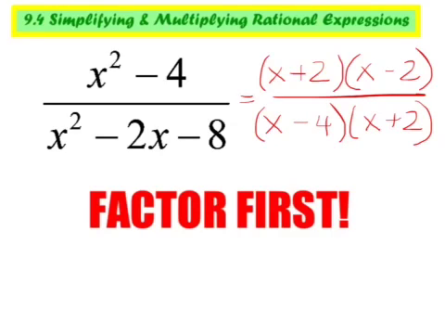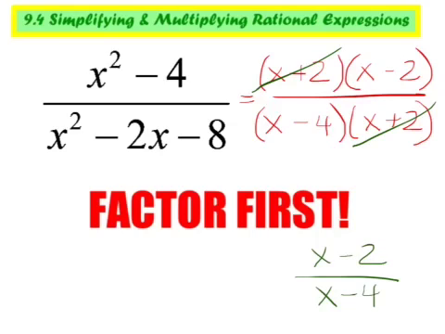And now I'm going to cancel anything that's common in both the numerator and the denominator. I have an x plus 2 and an x plus 2, and then whatever I have left is my answer. So in the numerator, I have x minus 2 left, and in the denominator I have x minus 4. And that's my final answer.